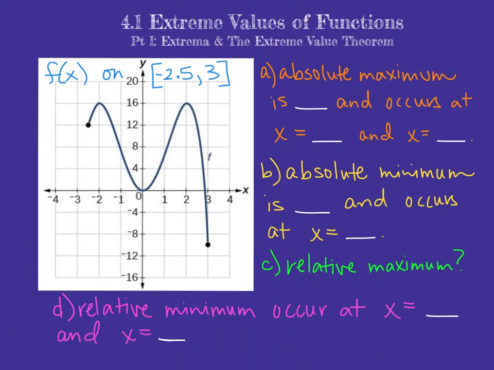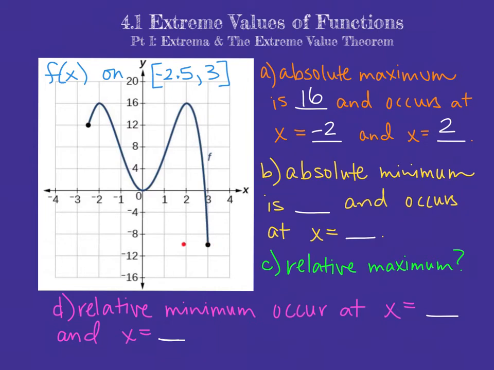Let's see if we can find it. Well, it occurs here and here. That maximum value is 16. It is the highest point taken on. So our absolute maximum is 16, and it occurs 2 times. It occurs when x is -2, and it occurs when x is 2. The coordinate point (-2, 16), and the coordinate point (2, 16). Moving on, our absolute minimum, our absolute lowest value, is all the way down here at the right endpoint.